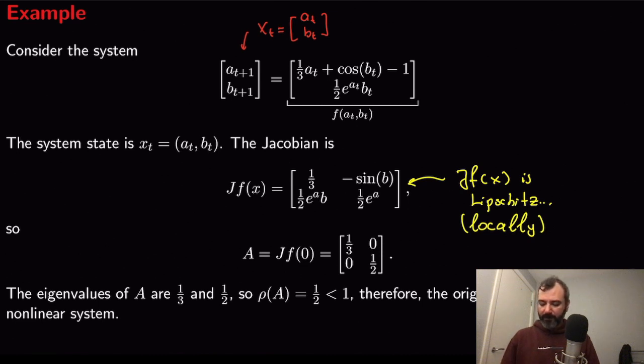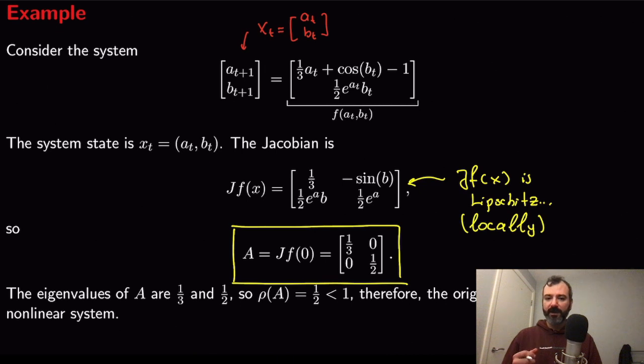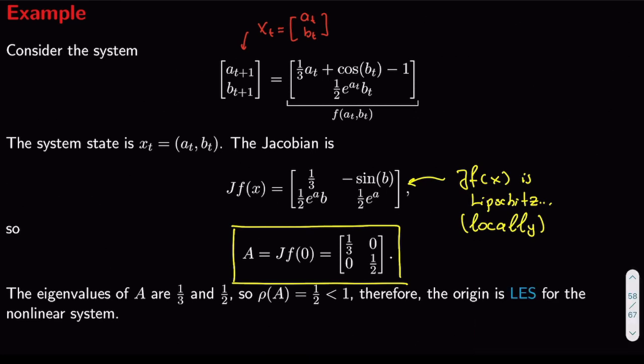Take this matrix A, which is the Jacobian of f at 0. You determine this matrix, you see it is 1/3, 1/2, it's diagonal. So what are the eigenvalues? 1/3 and 1/2. Which one is the largest one? It is 1/2. It is less than 1. Therefore, the origin is locally exponentially stable for the nonlinear system.